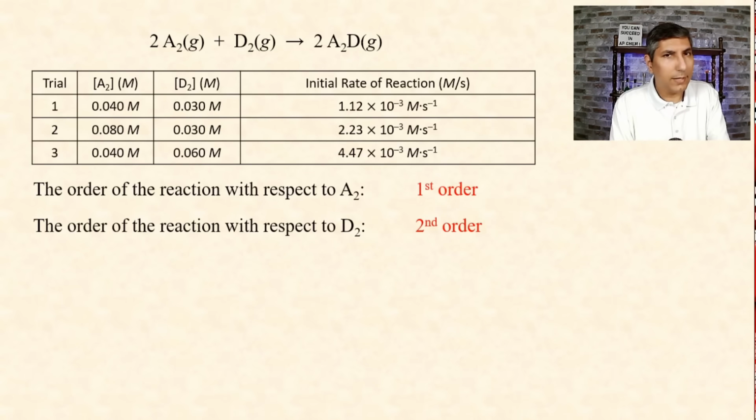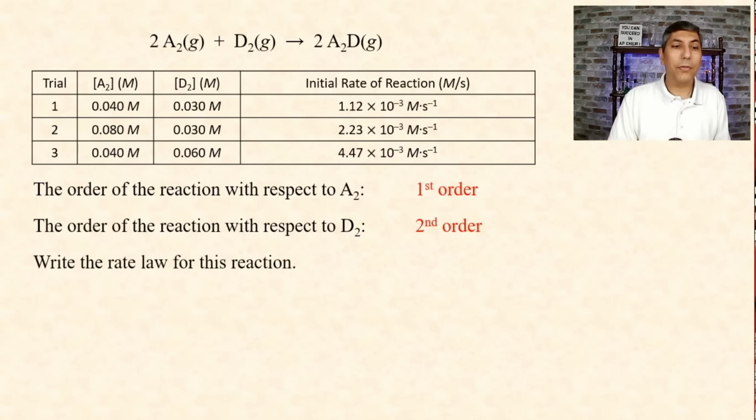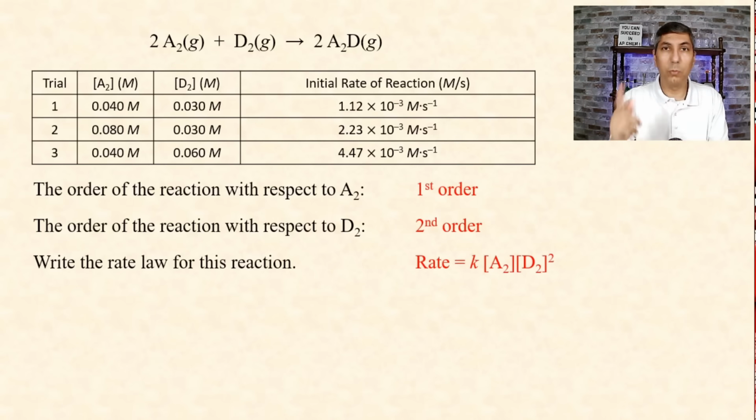Now, let's take this a step further. If we're asked to write the rate law for this reaction, it's written in the format rate equals K times the first reactant, which is A2, raised to its order, which is 1, times the concentration of the next reactant, which is D2, raised to its order, which is 2. So the rate law is rate equals K times A2 times D2 squared.